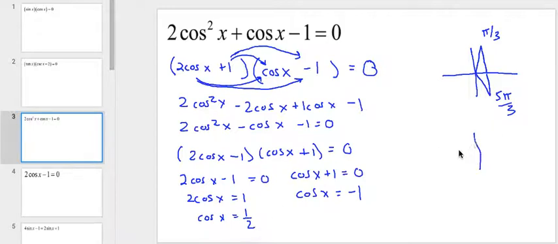The second equation, there's only one spot on the unit circle where cosine x, the x value is -1. That happens to be right here at pi radians. So those are our three answers. We're going to have pi/3, pi, and 5pi/3. Our only answers between 0 and 2 pi.